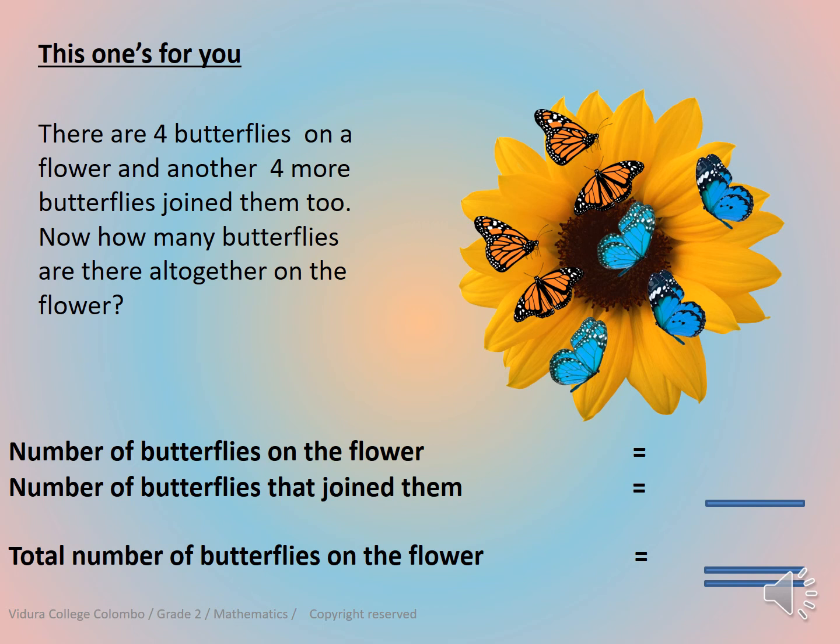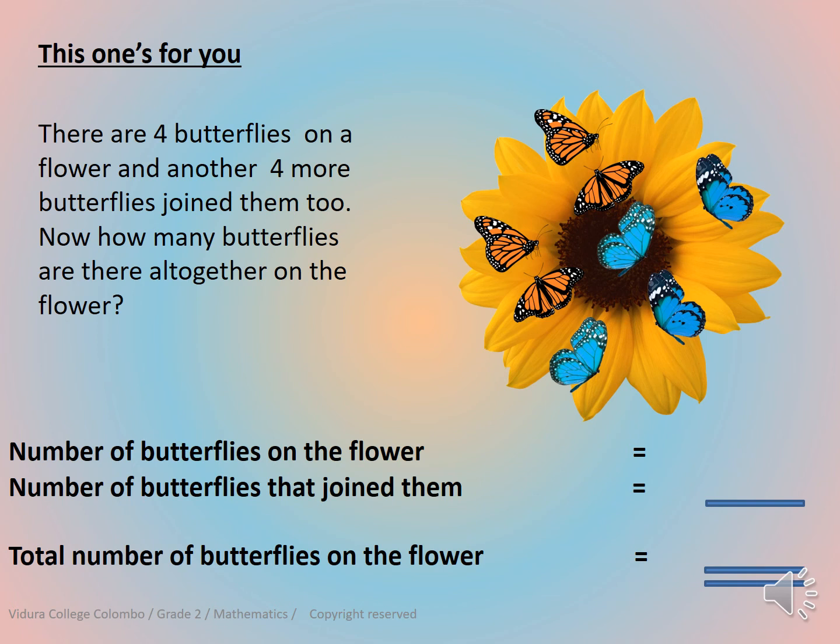This one's for you. Now you can do this by yourself. There are 4 butterflies on a flower and another 4 more butterflies join them too. Now, how many butterflies are there altogether on the flower? Now you can see there are 4 butterflies and there are another 4 blue butterflies that join them.